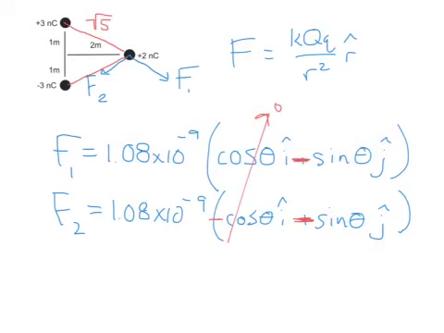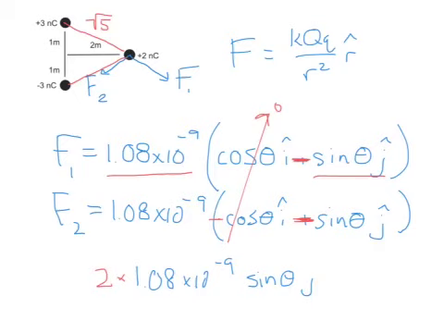So when all is said and done, our final answer is just going to be the two j components added together. It will be 2 times 1.08 times 10 to the negative 9th sine theta j, plus the same exact thing. So 2 times 1.08 times 10 to the negative 9th sine theta j. So that's what it's going to be.